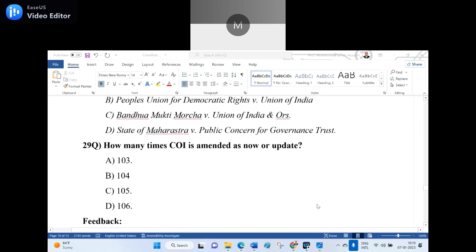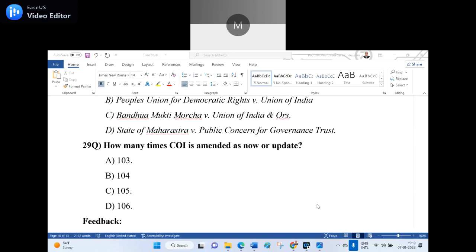Okay, now the 29th question. You get all the cases in my earlier video. How many times has the Constitution of India been amended and updated? The right answer is 105, sir. See, let me read the options. A 103, B 104, C 105, D 106. Option C, 105.